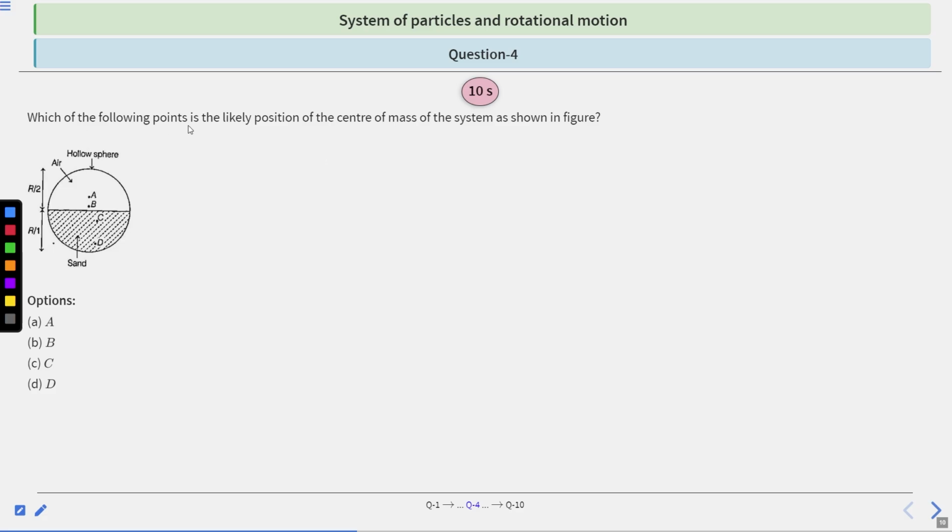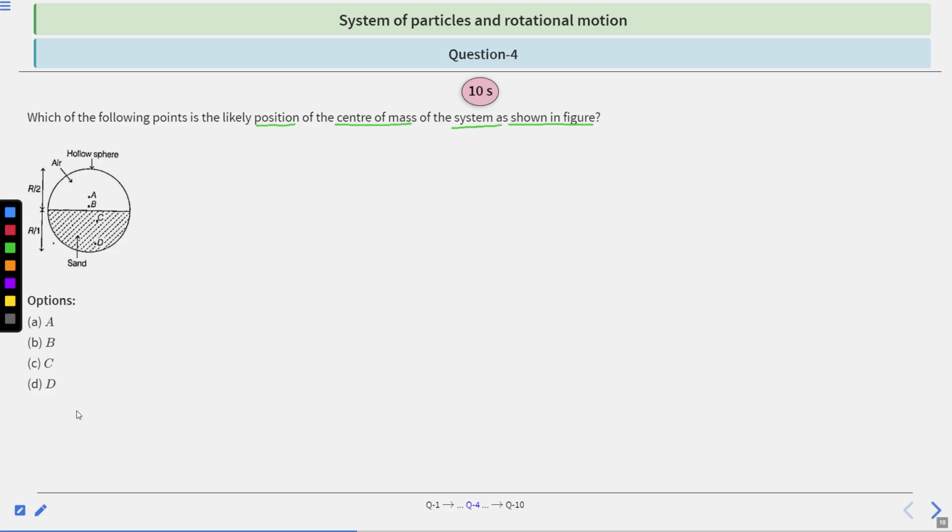Which of the following points is the likely position of the center of mass of this system as shown in the figure? This is the figure. Point A, point B, point C and point D. And these are the distances from the center. This is air and this sphere is hollow. The options are option A, option B, option C and option D.